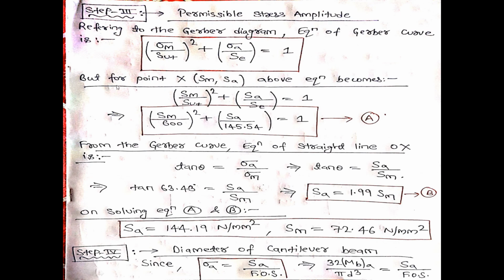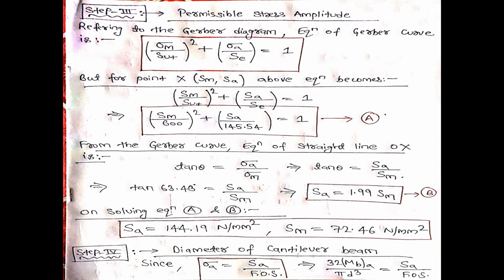So in place of sigma m, which is your X axis, I can write Sm, and in place of sigma a, which is your Y axis, I can write Sa. So for point X, whose coordinates are Sm and Sa, the above equation becomes Sm by SUT whole square plus Sa by SE equal to 1, where sigma m is nothing but Sm, sigma a is nothing but Sa. Is this clear? How did this equation change from sigma m to Sm, sigma a to Sa? Any doubt?